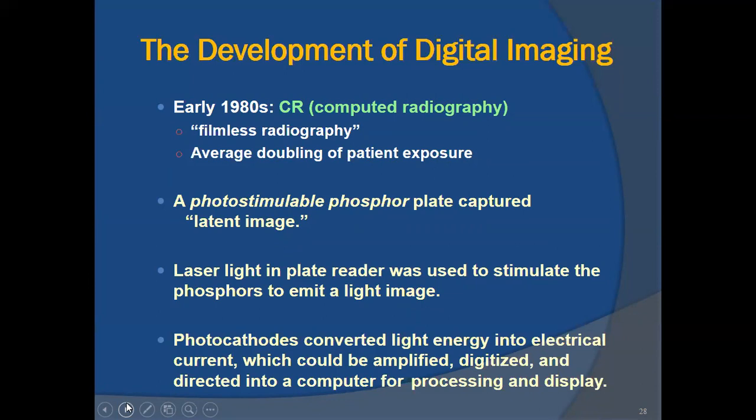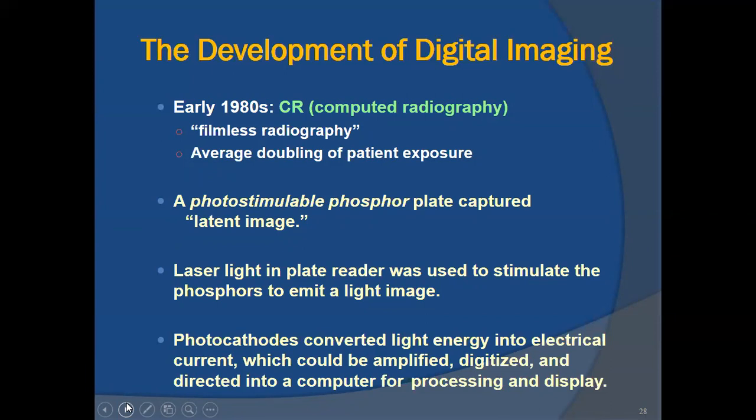With the CR systems, our imaging plate was exposed as normal in any radiographic procedure. The plate was then taken to the plate reader, where it was scanned by a laser, and that released the latent image in the form of visible light. That visible light image was then converted into electric current. It was amplified, it was digitized, and then it was sent to the computer for processing and display. So the CR systems, or the phosphor plate systems, were the first digital systems that were used widely in radiology, in general radiology.